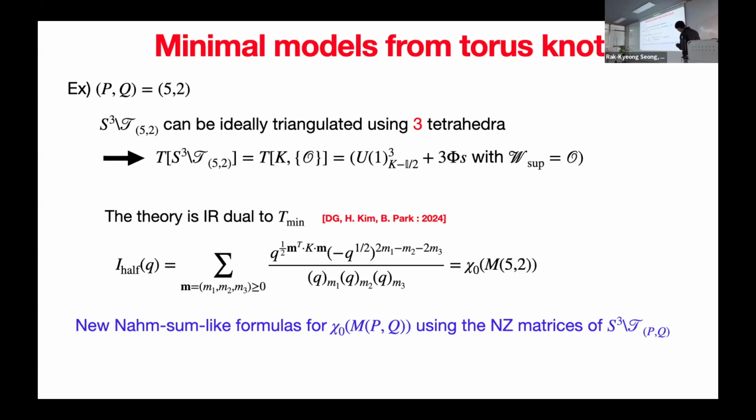The Lee-Yang model is actually the same as this Virasoro minimal model M(2,5). So this is compatible. Using this field theory description, we can construct the half index using this K matrix, which is obtained from the Neumann-Zagier matrices, and this factor can also be determined from the field theory analysis. Then we found that this reproduces the Virasoro vacuum character of the Virasoro minimal model. The vacuum character is of course very well known, but this expression is totally new, I guess. In this way, we can give many new Nahm-sum-like formulas for vacuum characters of the Virasoro minimal models using the Neumann-Zagier matrices of the knot complement.